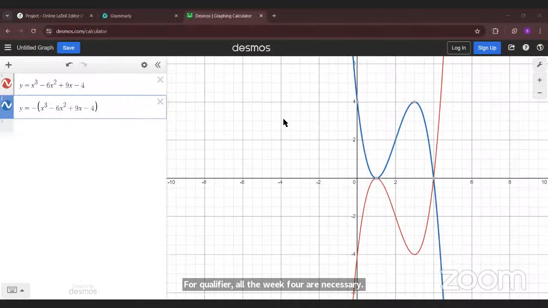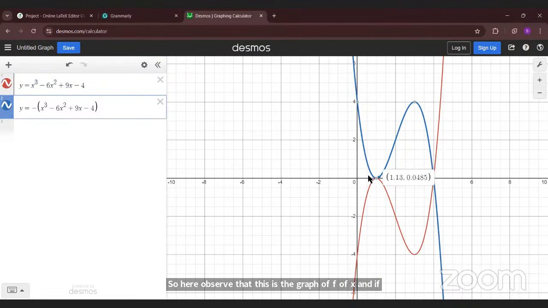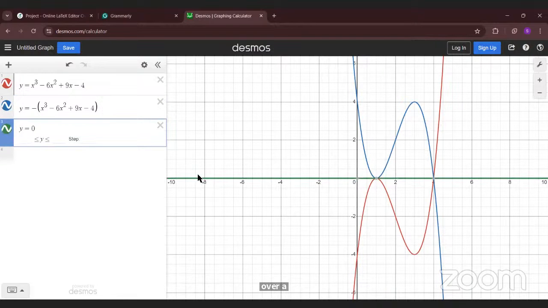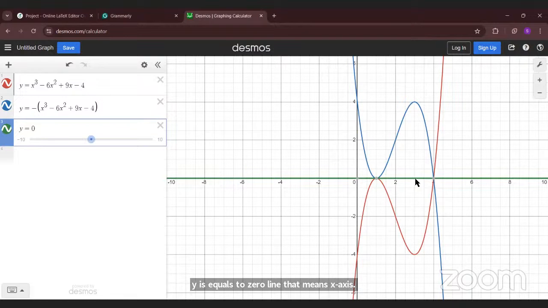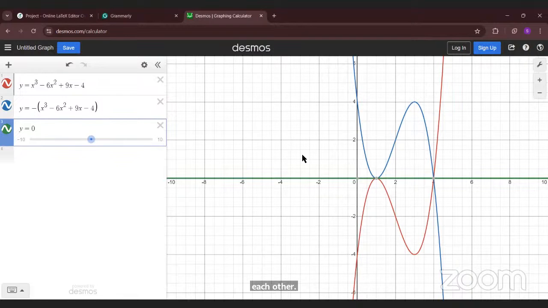Is my screen visible now? Yes, ma'am, visible. So here observe that this is the graph of f(x), and if I multiply by minus sign, this blue one is the graph of minus f(x). So if you multiply by minus sign, what is happening? You are just taking the mirror image over the y equals 0 line, that means the x-axis. If you place a mirror here over the green line, these two graphs are nothing but the mirror image of each other. That happens if you multiply minus by any function. This is not only for polynomials. Any function, if you multiply by minus, that graph will get reflected.